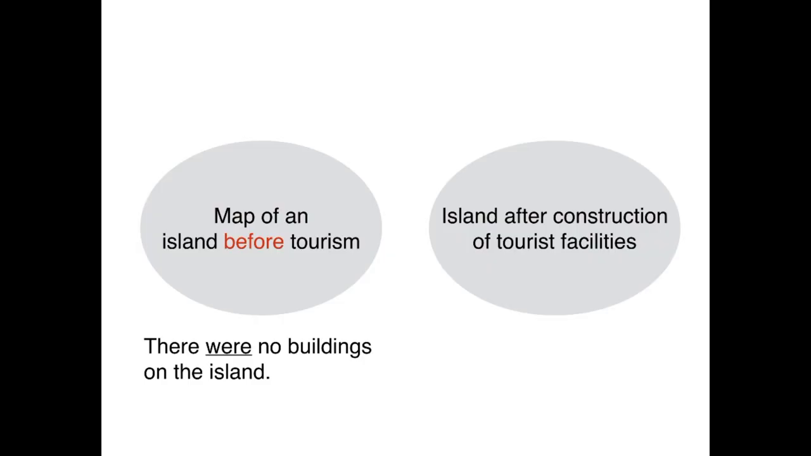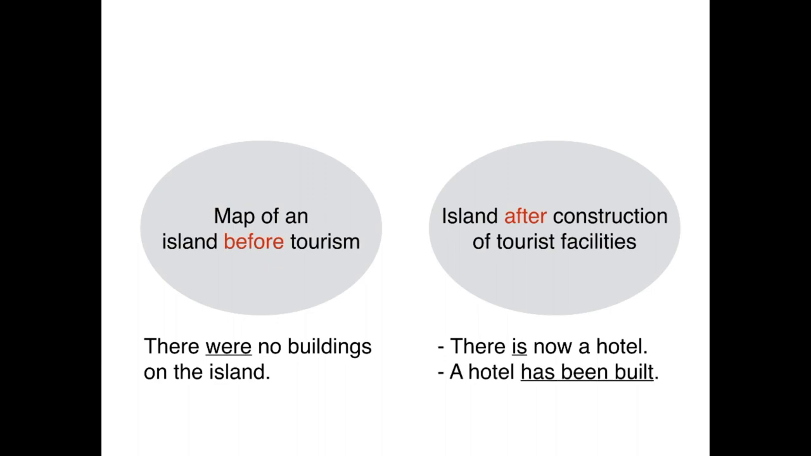Past simple. However, when we look at the island after construction of tourist facilities, we can use two tenses. We can use the present simple or the present perfect. This is what we see on the island now. For example, there is now a hotel, present simple. A hotel has been built. That's the present perfect in the passive, because this is what we see on the island now.